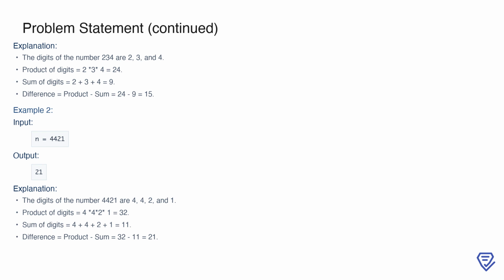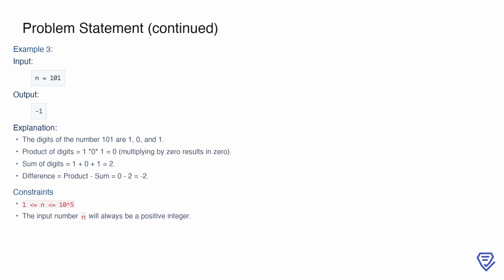Another example is when n equals 4421. Here, the digits are 4, 4, 2, and 1. Multiplying these digits gives us a product of 32, while their sum is 11. Subtracting the sum from the product results in 21, which is the output.